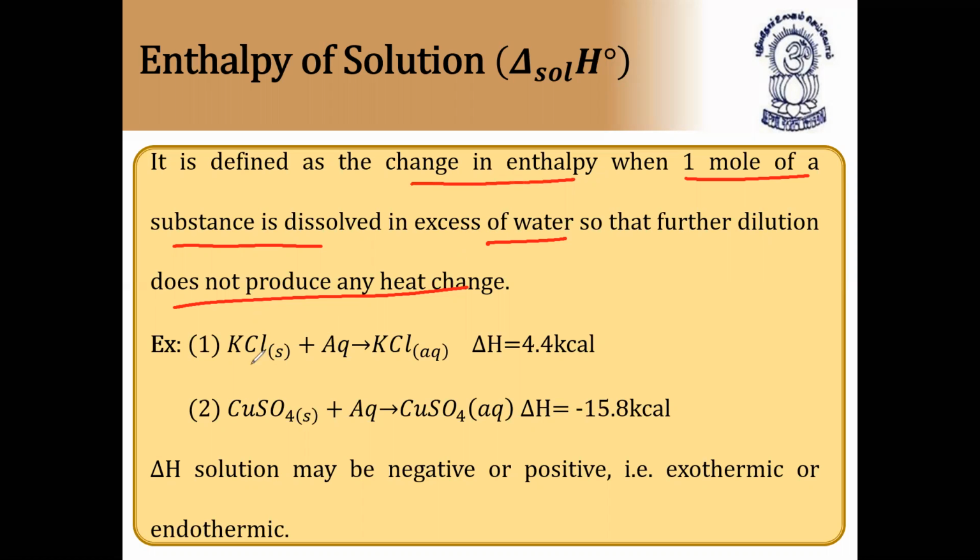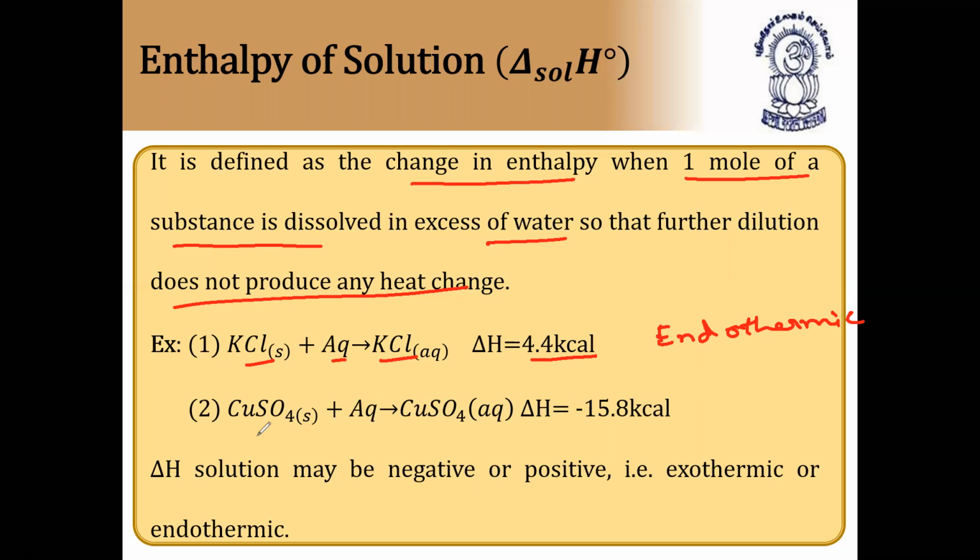Example, potassium chloride solid when dissolved in water forms potassium chloride aqueous. The enthalpy of solution is 4.4 kilocalories. In this case, delta H is positive, so it is an endothermic process. So enthalpy of solution can be exothermic or endothermic. That's why I want to tell you, since delta H is positive, it is called an endothermic reaction.